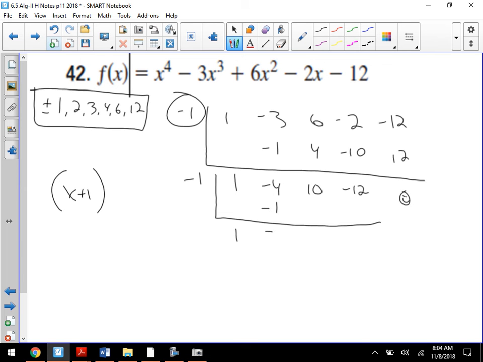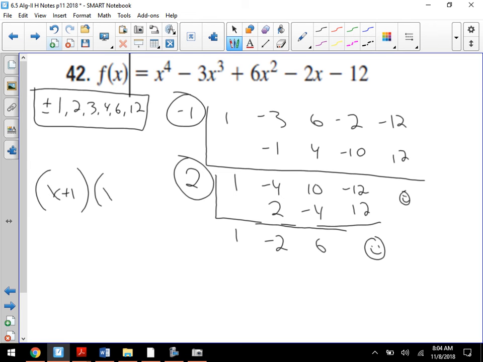1, negative 5, 5, 15, and it's not. So then I go to the next one. And I change this to a 2. 1, 2, 2, negative 4, 6, 12, and I have another 0. I have another 0 at 2, which means my next term is x minus 2. Now I'm at x squared minus 2x plus 6. Is that factorable?